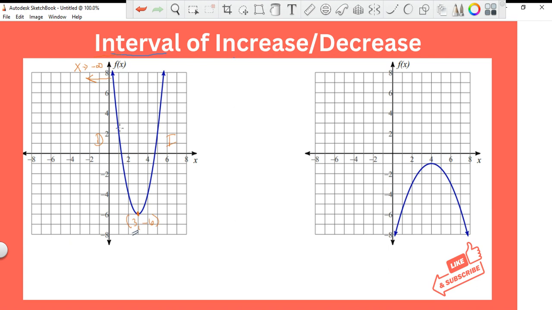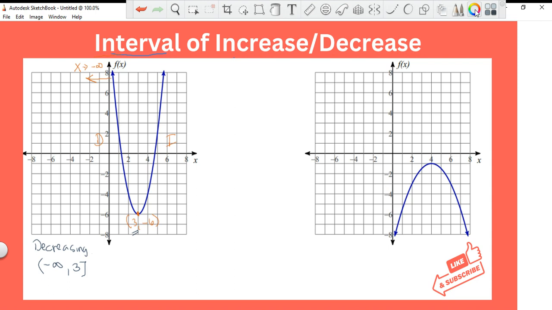Okay, so now we have the decreasing interval. Here we only have one area that's decreasing, so it started from negative infinity all the way to 3. Now this 3 right here is not an open circle, it's a solid dot, so we're going to put a bracket there. Negative infinity is just a concept, it's not really a number, so we're going to put a parenthesis there. Okay, so that's your decreasing.